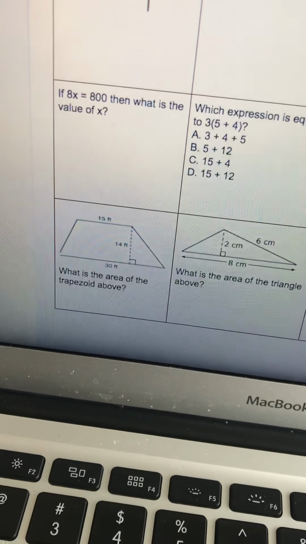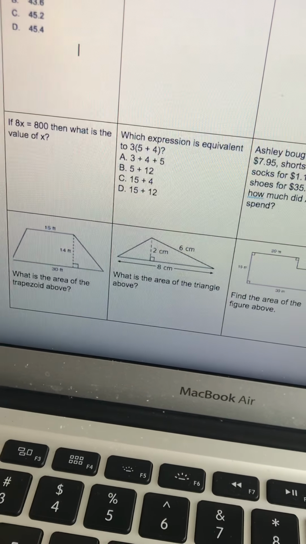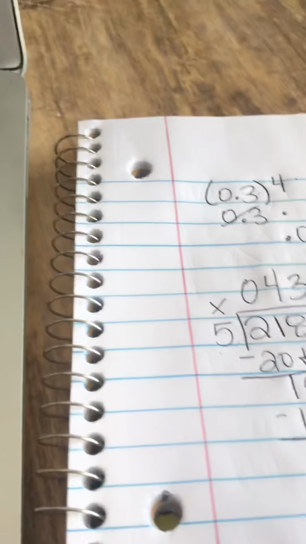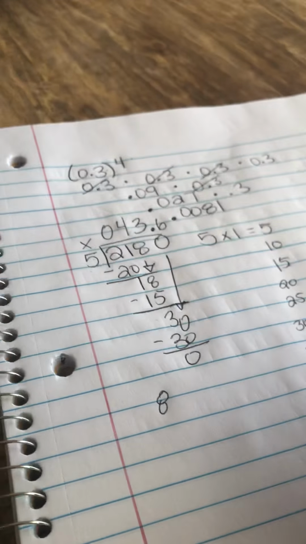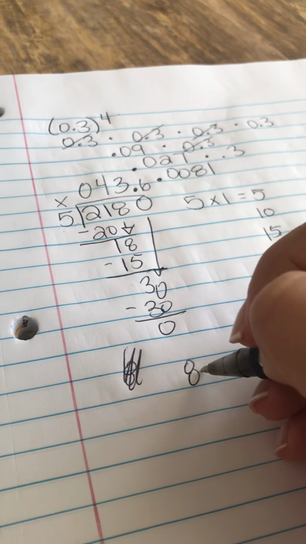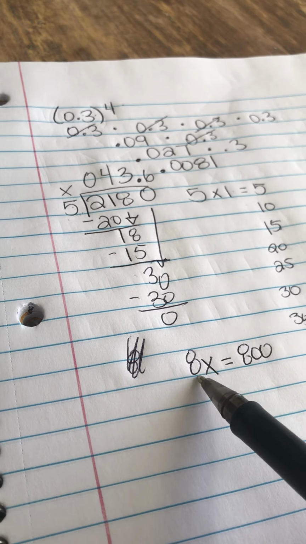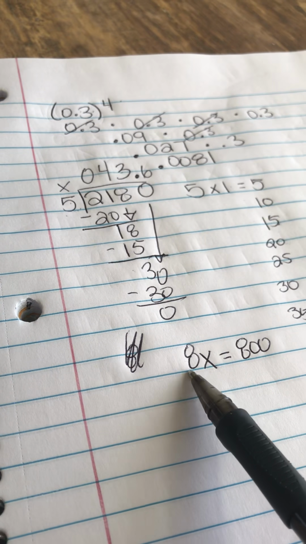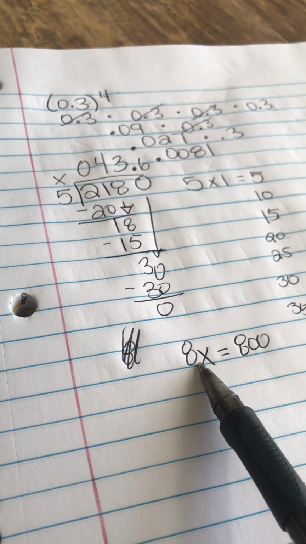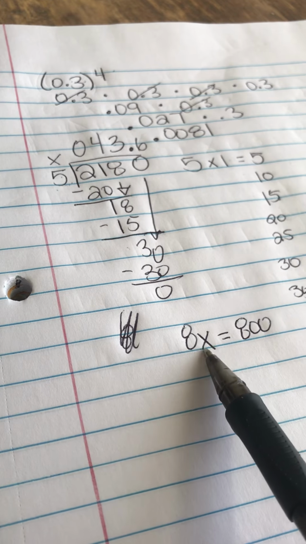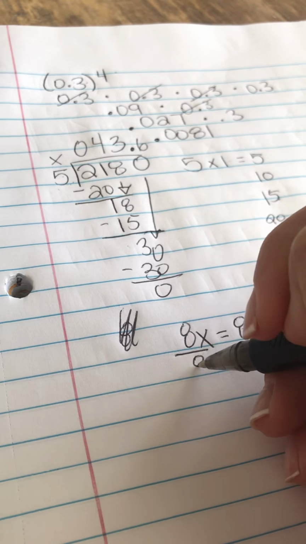All right, number 3, we have an equation, a pretty simple one. If 8x is equal to 800, then what is the value of x? Oh, it's hard to write and video yourself writing at the same time. 8x equals 800. We have a multiplication equation. Remember, when the variable is right beside a number, it's attached to it, this means multiplication. So we have to do the inverse operation to determine what x is. The inverse operation of multiplication is division, so we would divide by 8.